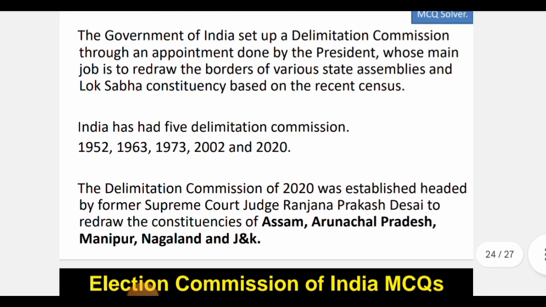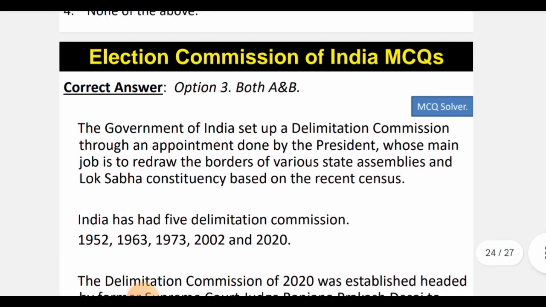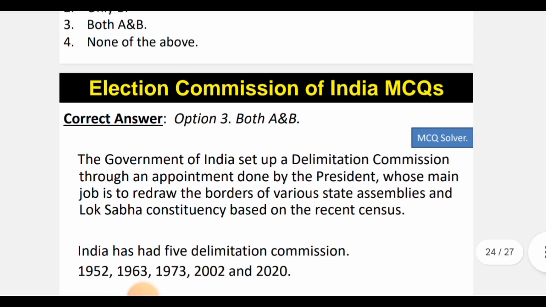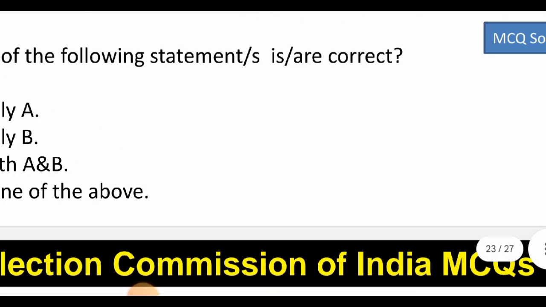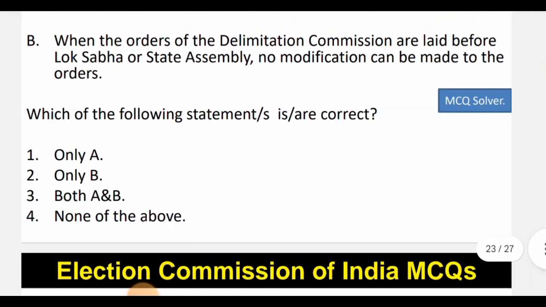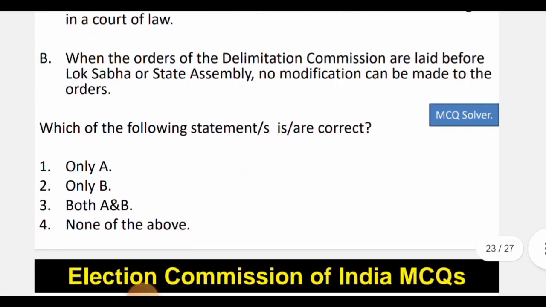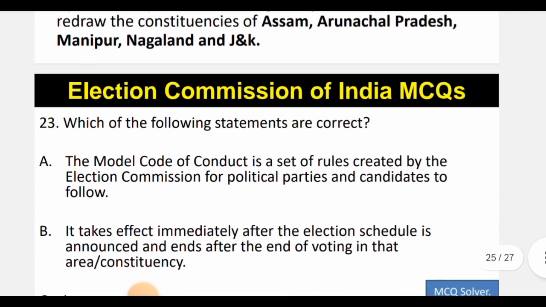The delimitation commission of 2020 is headed by Supreme Court judge Ranjana Prakash Desai, and the job assigned to it is to redraw the constituencies of Assam, Arunachal Pradesh, Manipur, Nagaland and Jammu and Kashmir. So I hope you have understood regarding the delimitation, and the correct option will be option number B, that is both A and B, option number 3. Now let's move to question number 23.